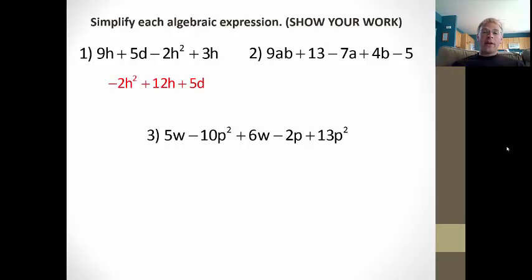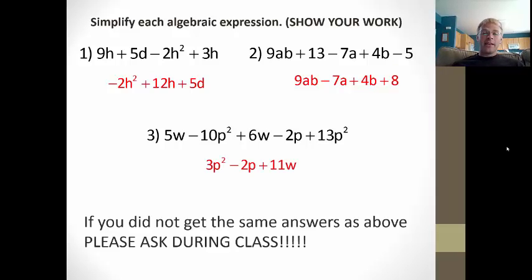Hopefully you got negative 2h squared plus 12h plus 5b, 9ab minus 7a plus 4b plus 8, and 3p squared minus 2p plus 11. If you have any questions about these, again, guys, we're going to say this pretty much every single video, so that either you'll ask questions because you want to know the answer, or you'll just ask questions to get us to stop saying it over and over again. If you've got questions, if you did not get the same answers we have above, please make a note in your notes so that you can come to class and ask questions about this, and we can talk about it tomorrow.